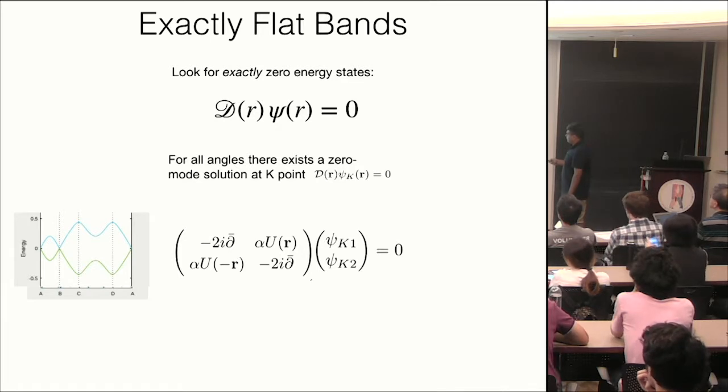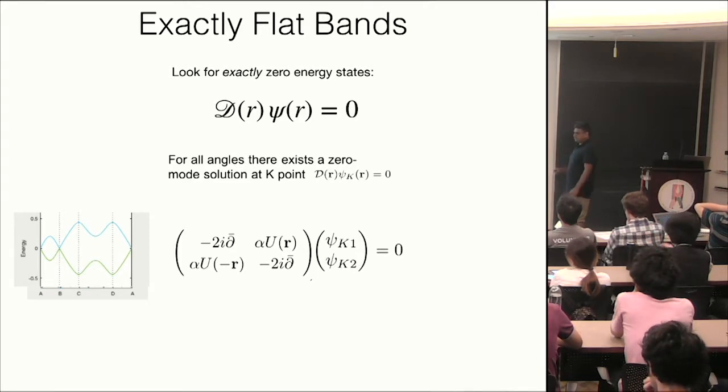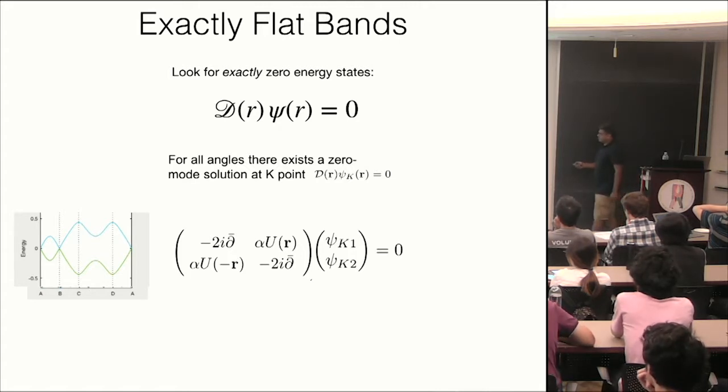You have the Dirac operator, just the derivative operator on the z bar, and this coupling U, which is like a non-abelian vector potential. Now it turns out that if you're at the K points of the Brillouin zone, you're actually guaranteed to get a zero mode.